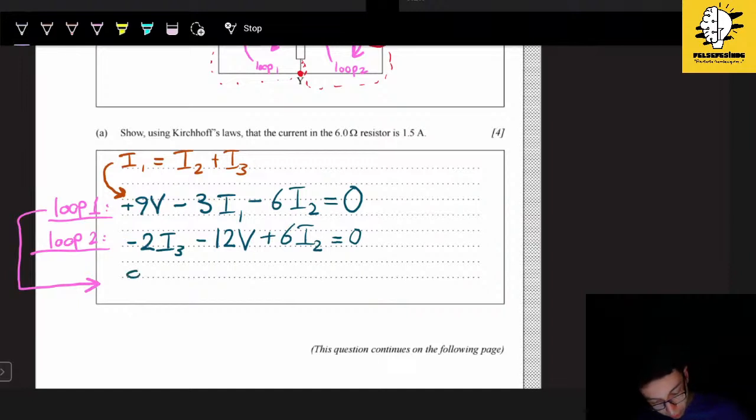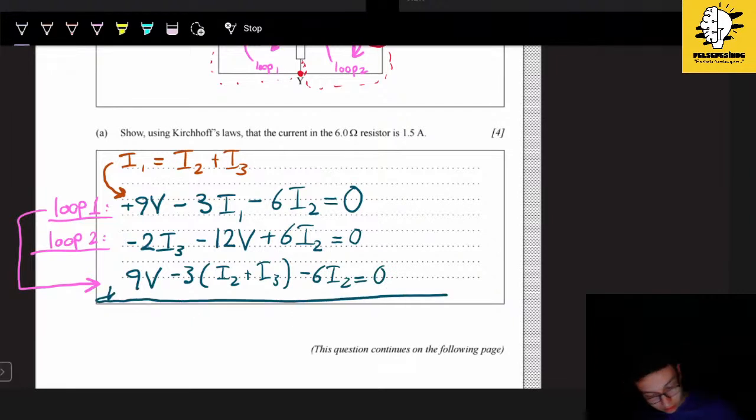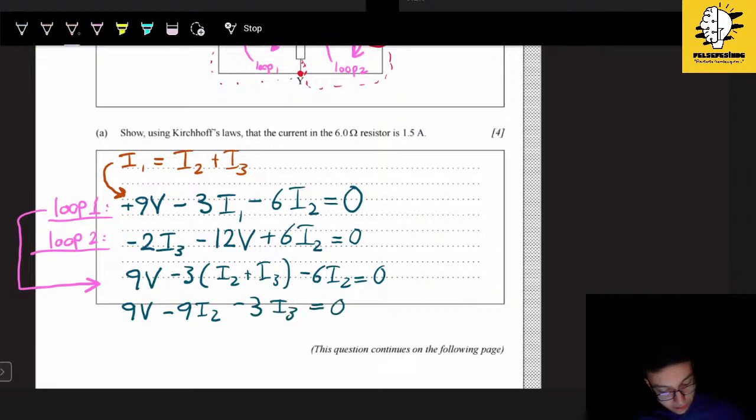It will be 9 volts minus 3, I will just substitute it, I2 plus I3, minus 6I2, and it will be equal to 0, right? Now maybe we can write it in one more step: 9 volts is equal to negative 9I2 and negative 3I3 is equal to 0, right? So now let's use those 2 equations over here.